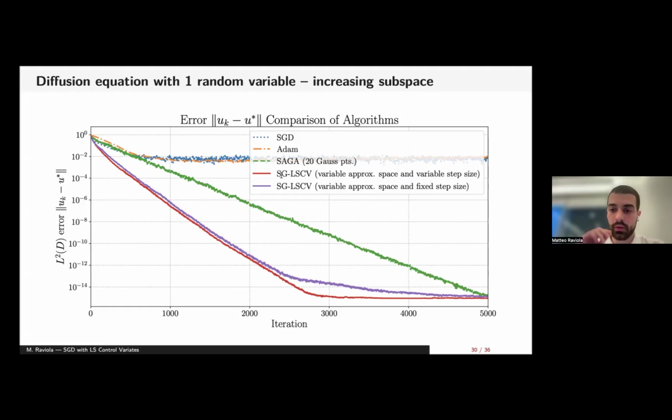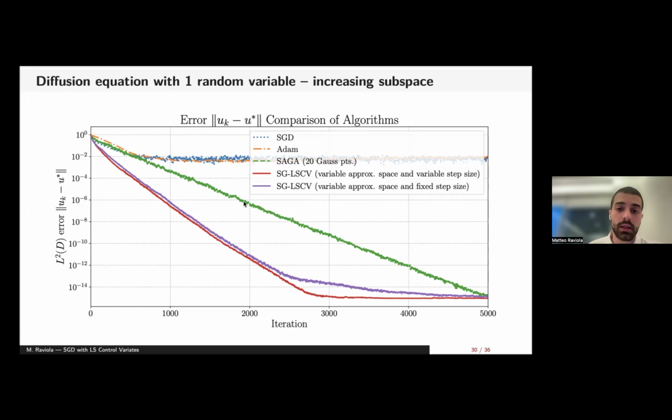Then here we actually also tried the algorithm with a constant step size, this kind of variable approximation space algorithm. And so essentially you see that up to a certain point it kind of works, but then at the end we have a decreased convergence rate.